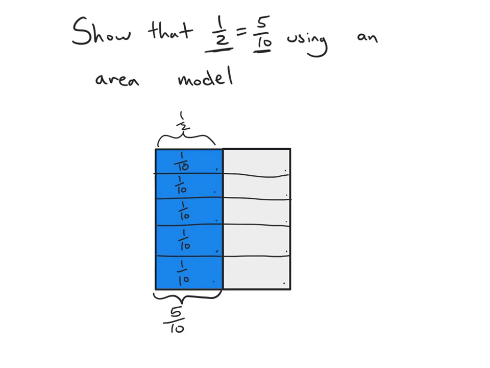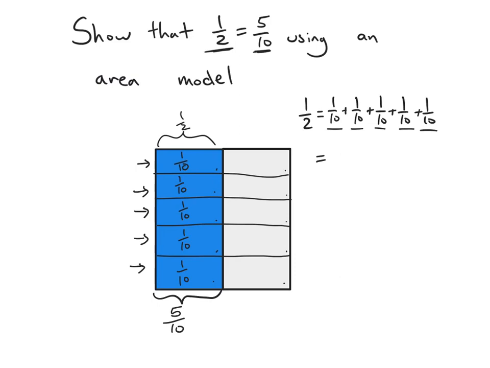So once again, I can show this equivalence with an addition sentence. 1/2 is equal to 1/10 plus 1/10 plus 1/10 plus 1/10 plus 1/10. All I did there was add up all the tenths that I saw in the area model here, and there were 5 in total. And I know that that's also equal to 1, 2, 3, 4, 5 copies of 1/10, or 5 times 1/10, which of course is equal to 5/10. So hopefully now you can see that it's not too difficult to find equivalent fractions using the area model.